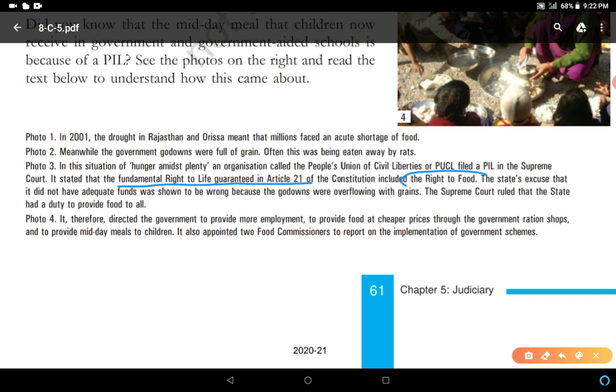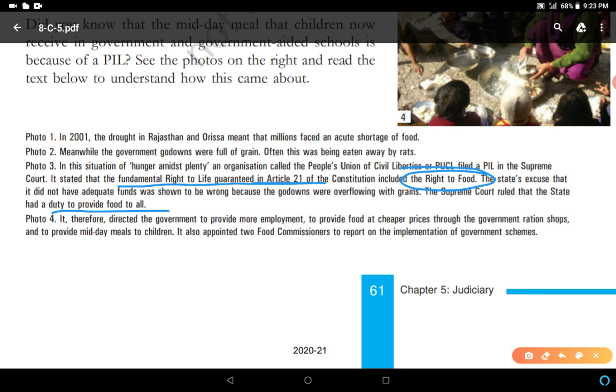If we do not get food, how can we live, right? How can we spend our life without food? Without food, a human being cannot live for long, right? So this is part of Article 21, the right to food. The state's excuse that it did not have adequate funds was shown to be wrong because the godowns were overflowing with grains. The Supreme Court ruled that the state had a duty to provide food to all. So this is food security. Food security is one of the directions given by the Supreme Court.